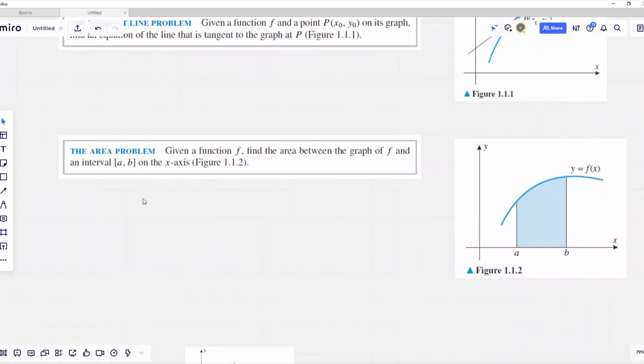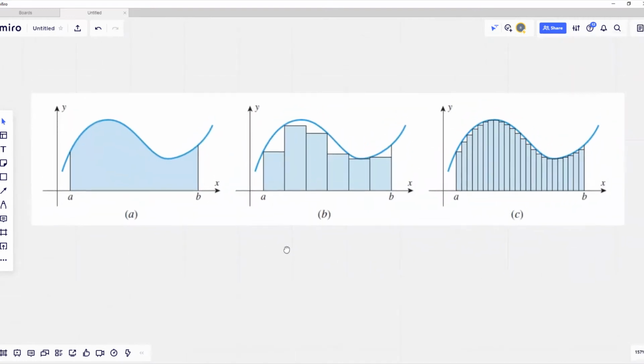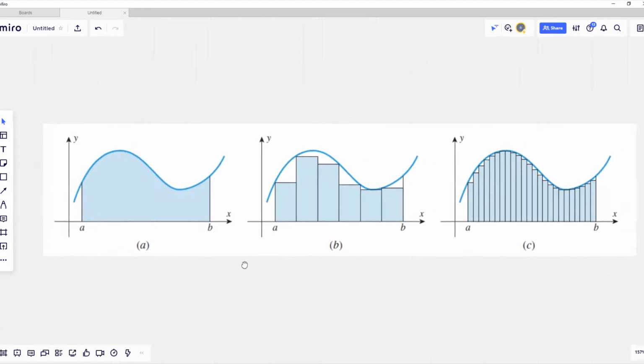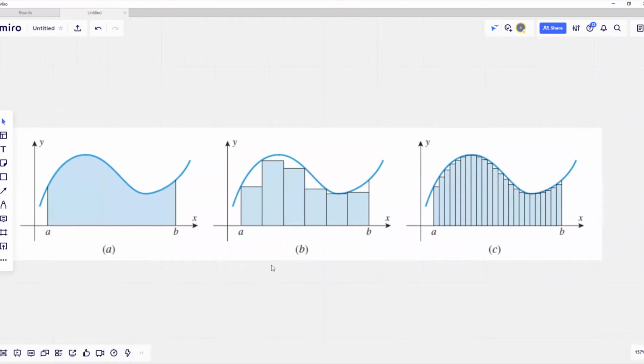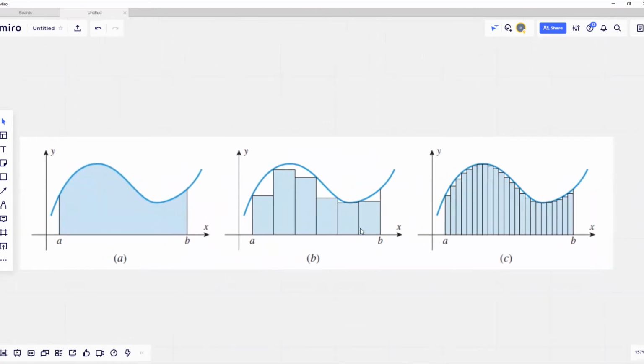Our second problem is an area problem. Here we have to find the area under the curve defined by y equals f of x. This can be done using the following procedure. Let's assume that we'd like to find the area under y equals f of x on the interval from a to b. Then we can start by splitting this up into intervals of, let's say, equal length, and then we approximate the area under our curve by the areas of the following rectangles.